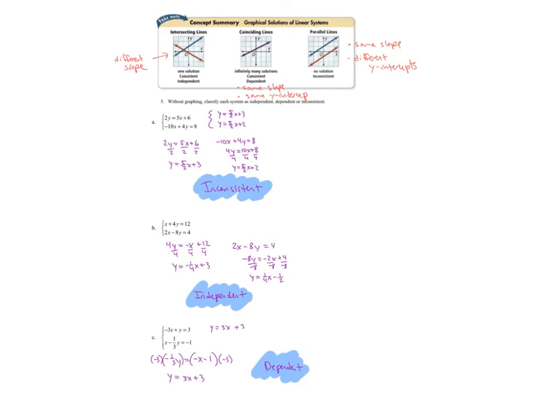And then in part C, I solved for y in both, and I found that the two lines were exactly the same. Same slope, same y-intercept. That's a dependent system of equations, and it has infinitely many solutions.